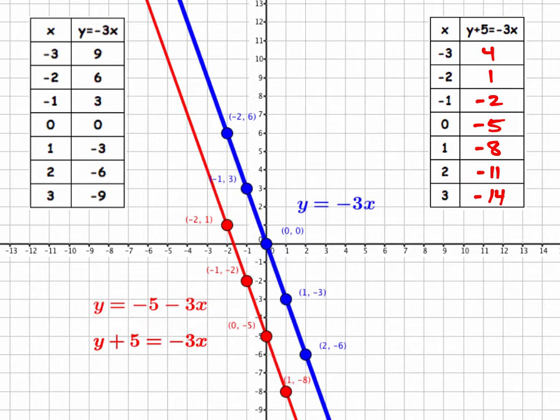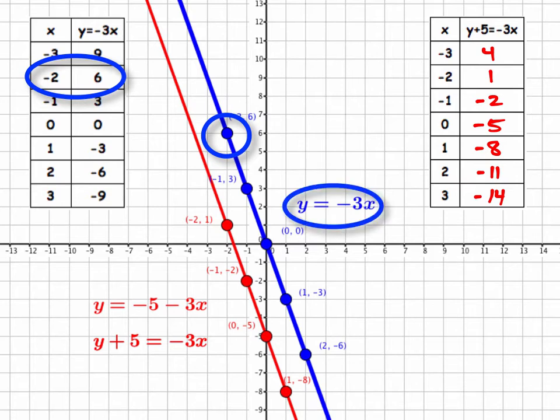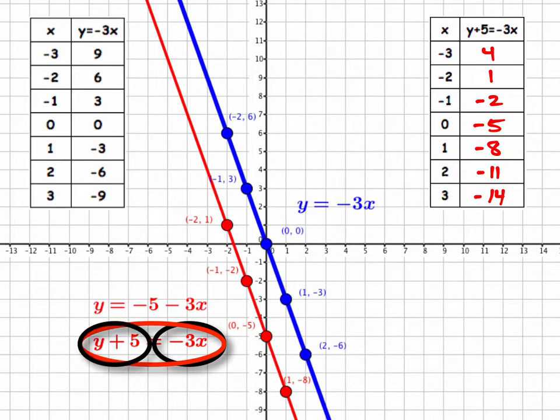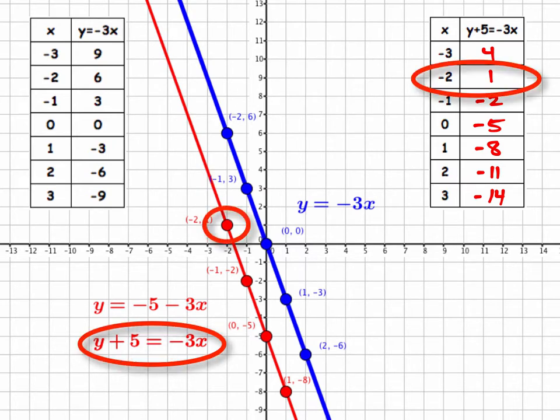For instance, the ordered pair in our original -2, 6. Of course, if we substitute those values in for their variables in y equals -3x, -3 times -2 is 6. That's why that point is on the graph. Now, if we look at this equation in red, if the x value is exactly the same, the -3 times -2 is still going to be 6. But y is not going to be equal to 6. Y plus 5 has to be equal to 6. That means y has got to be equal to 1. Of course, that's why the point -2, 1 is on this graph in red.